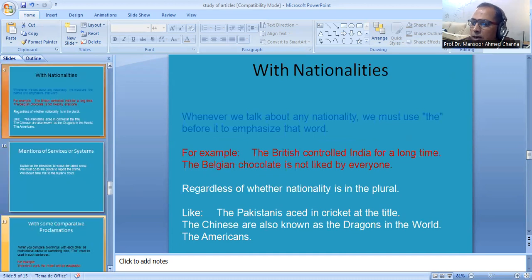We use the with nationality, when some nationality comes as a reference. Whenever we talk about any nationality, we must use the before it to emphasize that word. For example, the British controlled India for a long time. The Belgian chocolate is not liked by everyone, regardless of whether the nationality is in the plural. For example, the Pakistani team in cricket is the title holder. The Chinese are also known as the dragons in the world. The Americans.